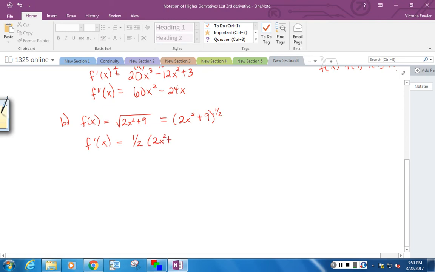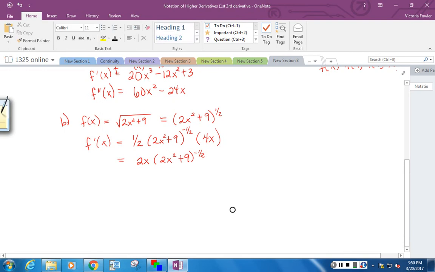So I'm going to multiply that power to the front, 1/2, rewrite the quantity, which is that inside function, 2x squared plus 9, and then I'm going to reduce the power by 1. So 1/2 minus 1 is negative 1/2, and then you multiply by the derivative of the inside function, and the inside function is 2x squared plus 9, and its derivative then is 4x. And so you can just clean this up a little bit nicer. 4x times 1/2 is going to give you 2x, and that would sit on the outside of this 2x squared plus 9 raised to the negative 1/2.